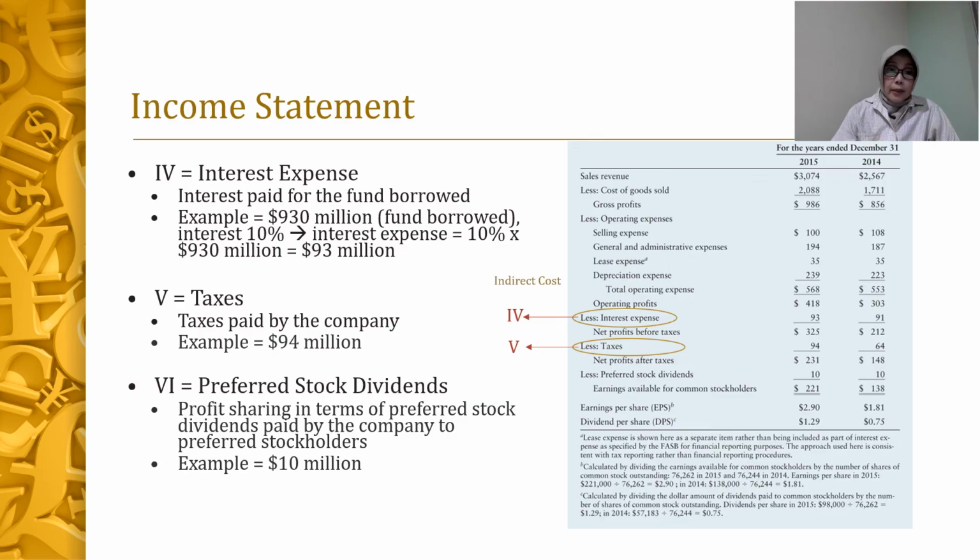The sixth one is the preferred stock dividend. The preferred stock dividend is the profit sharing in terms of preferred stock dividends paid by the company to the preferred stockholders. This is the obligation that the company must pay to the preferred stockholders. In this example, the preferred stock dividend that needs to be paid by the company is $10 million.